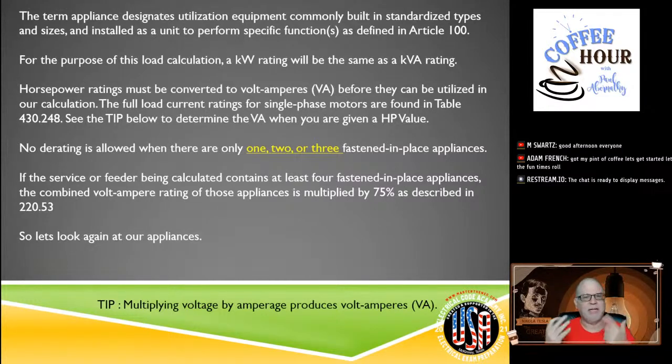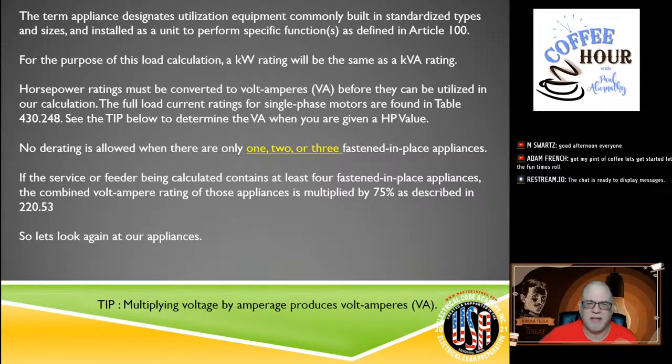So let's talk about these appliances now. Step, step, step. We're moving on. Now, we're talking about all these appliances. The term appliance designates utilization equipment commonly built in standard types. Garbage disposers, dishwashers, ranges, all those types of things are typically appliances. But what I want to point out is that in this calculation, you're not going to use things like ranges, cooking units. That's going to be handled separately, okay? But you are going to count things like your water heaters, garbage disposals, dishwashers, things like that. Those are all going to be in here, okay?